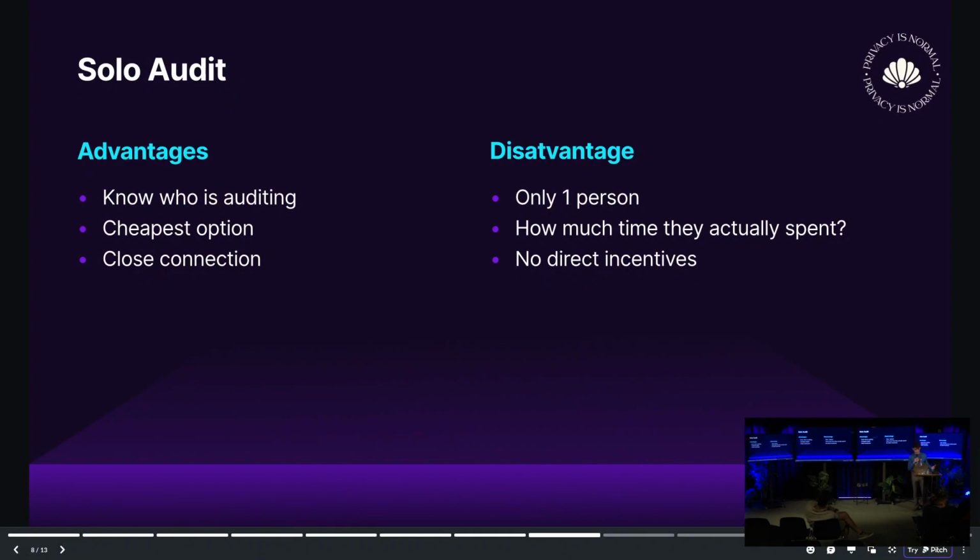You know who is auditing your code base, what is their prior experience, whether they are reputable or not, and you have a very close connection with them. You might be asking yourself, but Dan, I already have a solo auditor in-house. Why should I hire someone else?